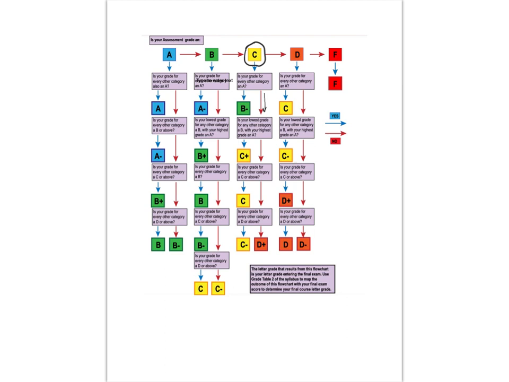So we would follow the no, that's the red. And then we go to the next piece of the flow chart, which is this one right here. Is your lowest grade for any other category a B with your highest grade an A? Well, that wasn't true either. So we go down to this one. And then finally, is your grade for every other category a C or above? That's true for Jasmine. So this is where she's going to end up. So going into the final, she has a C.